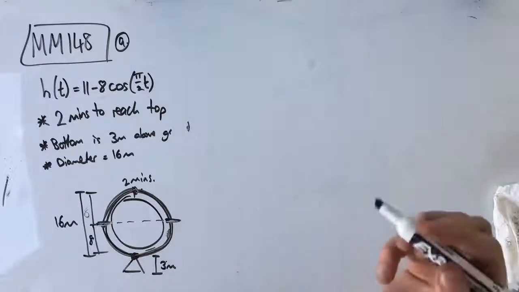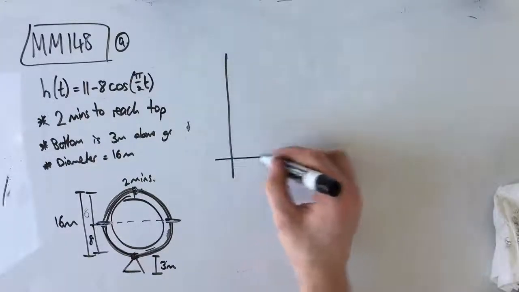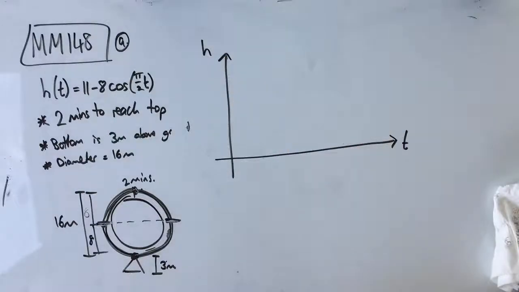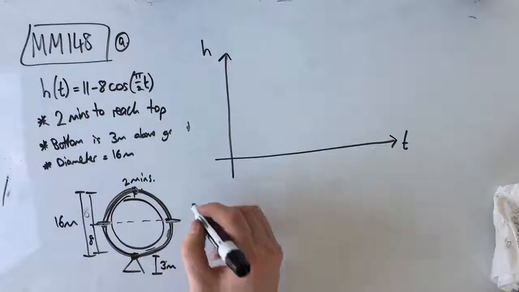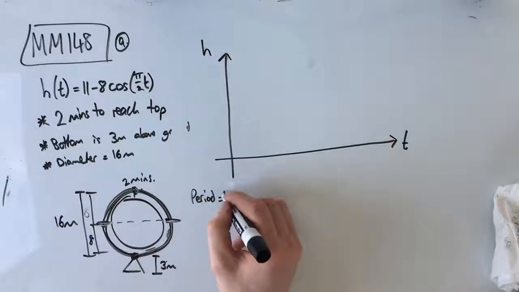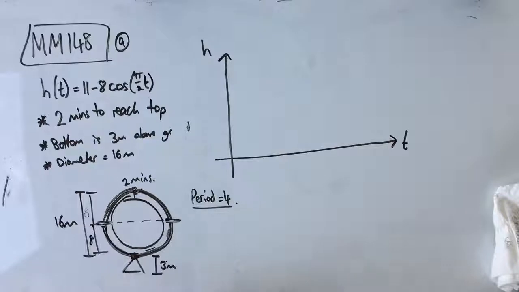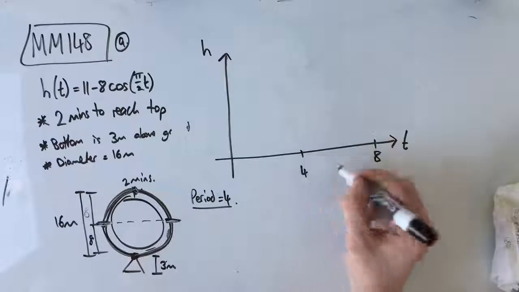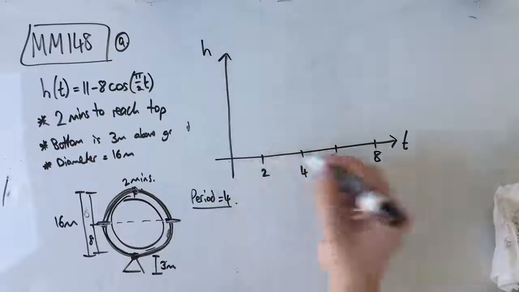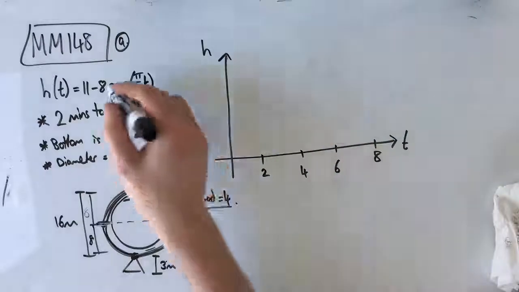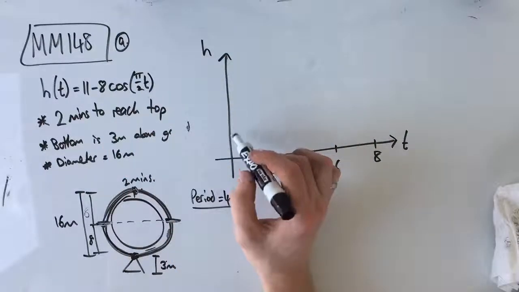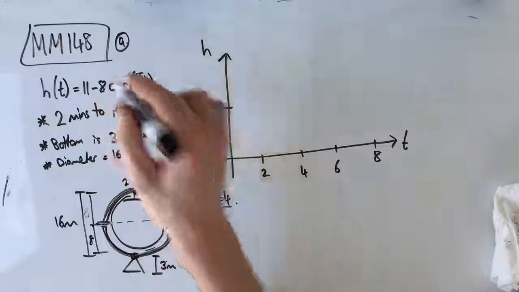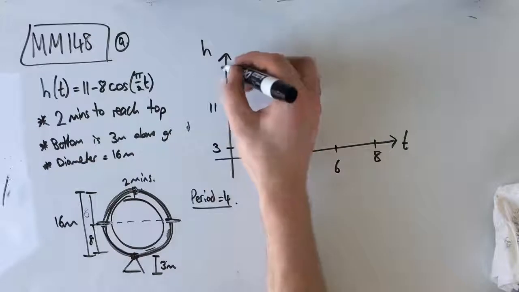Awesome. So let's just start by doing this here. So t and h. Now, we know that our period is 4. Period equals 4 minutes. And the question asks us to sketch between 0 and 8, which means we're actually going to have two cycles within this domain, right? So we know that it's a negative cos graph, so it's going to start at the bottom. Our midpoint is 11. Our amplitude is 8, which means that our minimum is 3 and our maximum is 19.